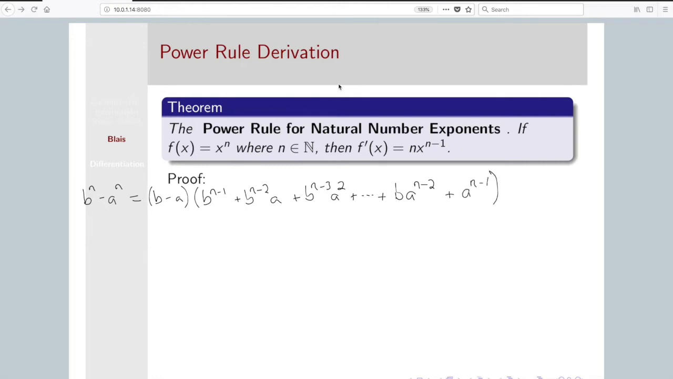And if you look at the exponents here, if you were to add them, the exponents are always adding to n minus 1. But you can actually just do this out. You can FOIL this out, and then you'll recover b to the n minus a to the n. And this then means if a and b differ, we can divide both sides by this b minus a.